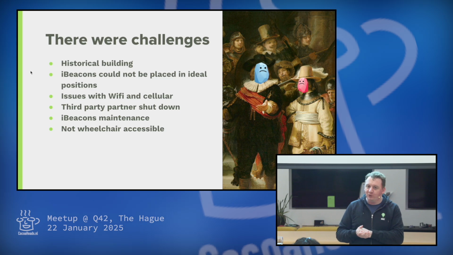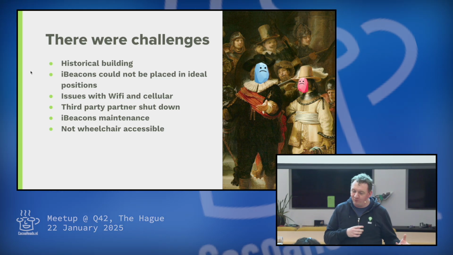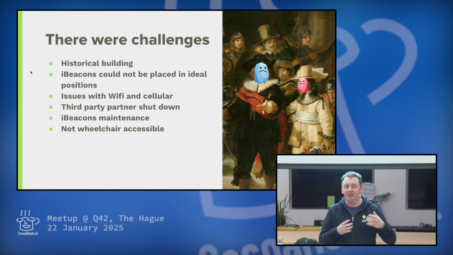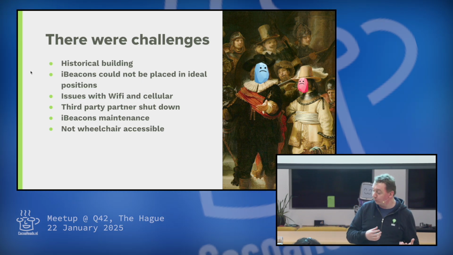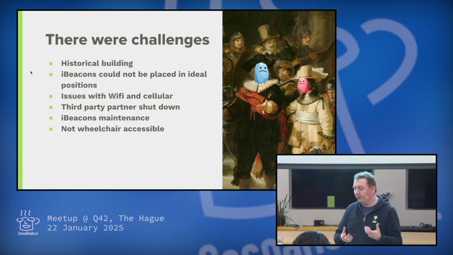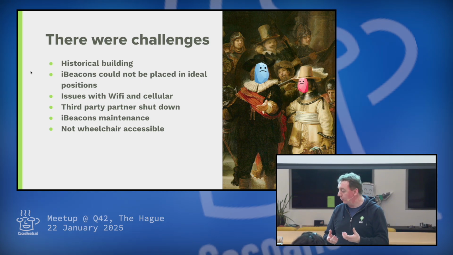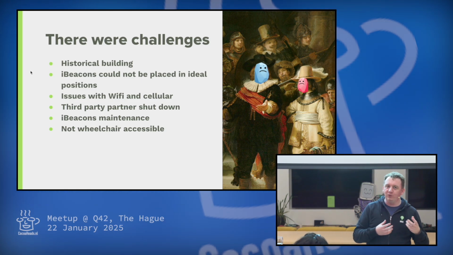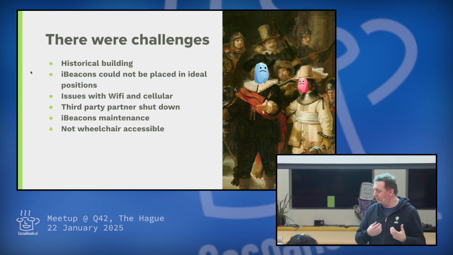Also, there was the issue of bad cellular reception within the museum. This is also caused by it being in a historical building. They can't place Wi-Fi access points in great places. The cellular reception isn't great. So all the routing also needed to work offline, but it didn't work so well because they optimized a lot on the backend side of things and things weren't going so well.